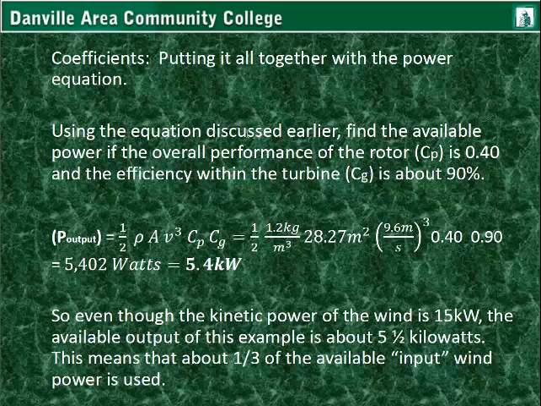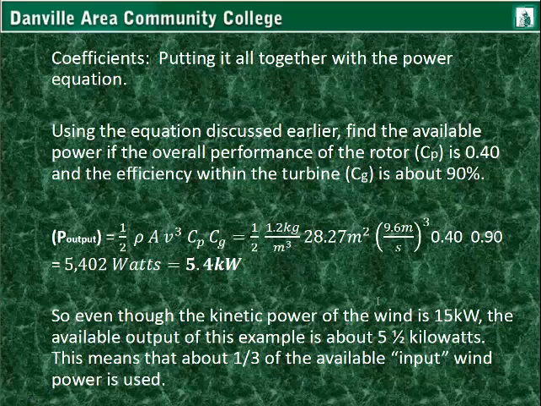Okay, so using the equation discussed on the previous slide, find the available power if the overall performance of the rotor, C subscript P, is 40%, and the efficiency within the turbine is about 90%. So into the formula for overall power output, it's equal to 1/2 rho A V cubed C_P C_G, so that equals 1/2 times 1.2 kilograms per meter cubed times 28.27 square meters times 9.6 meters per second cubed times 0.4 times 0.9. You should get around 5.4 kilowatts.